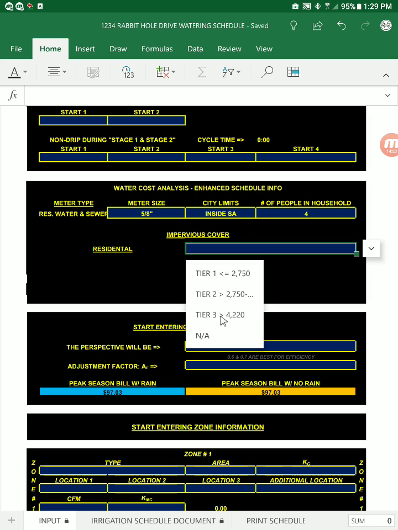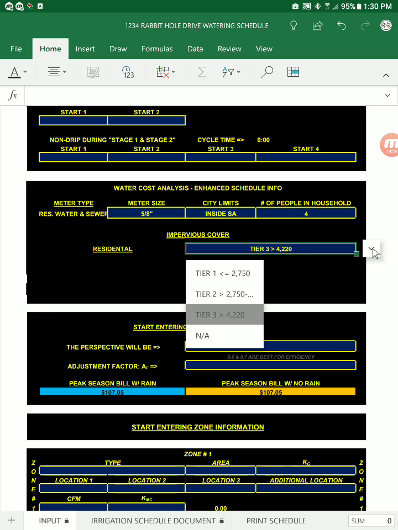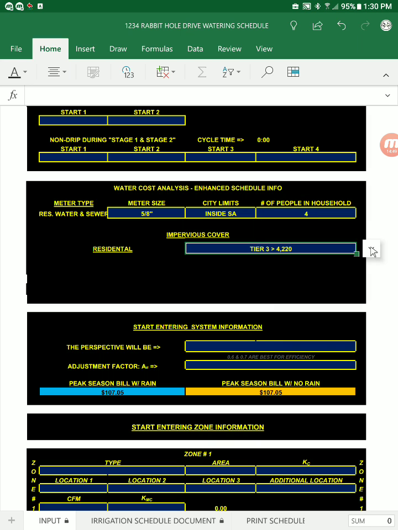SAWS has me classified on my personal water bill as a tier 3, greater than 42,200 square feet. So basically, if it's a small, tiny little one-story house, put tier 2. If it's a little bit bigger, put tier 3. Those are the only selections you've got. If you do not select something in here, it is not going to calculate your water bill. If you select NA for some reason, I don't believe it's going to calculate your water bill. That's something that's hidden.